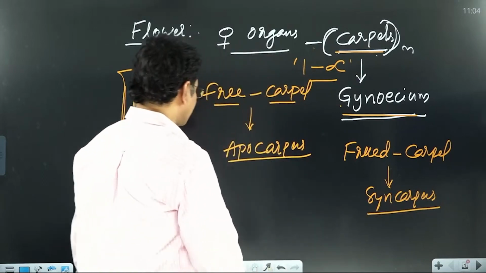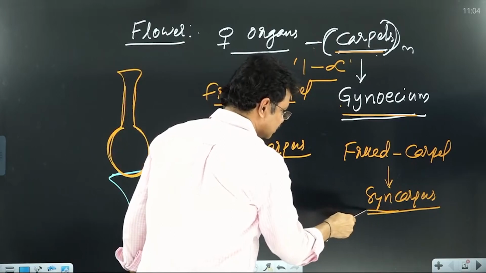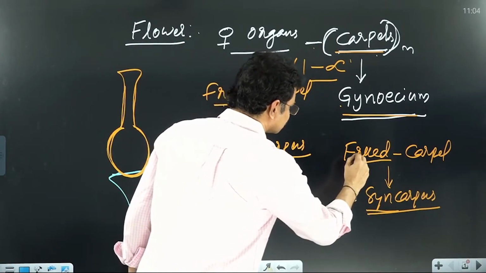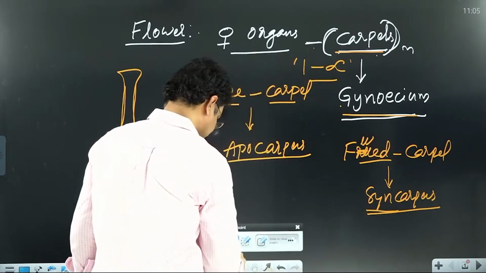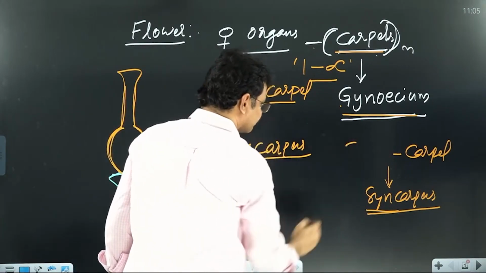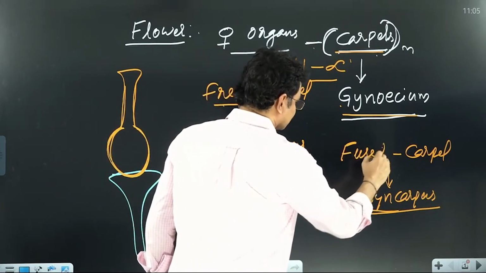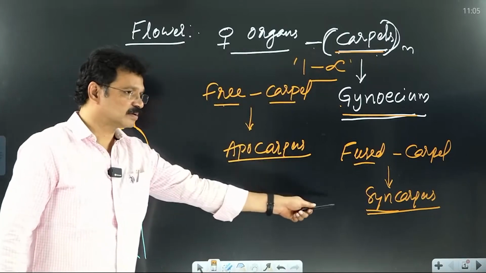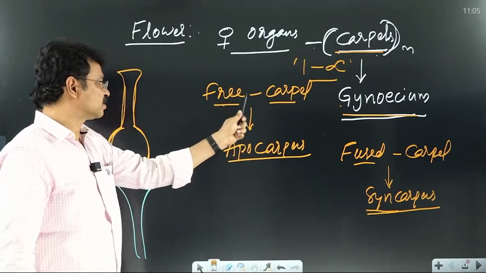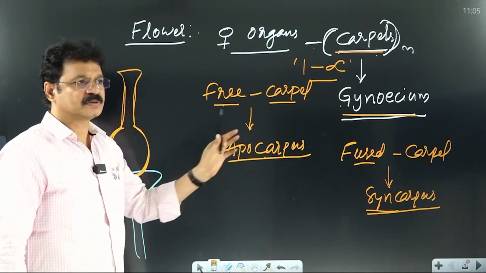Syncarpous. Apo means free. The meaning of syn is fused, F-U-S-E-D. Fused carpels or united carpels make a syncarpous gynoecium. If the carpels are free in a gynoecium, that kind of gynoecium is called the apocarpous condition.